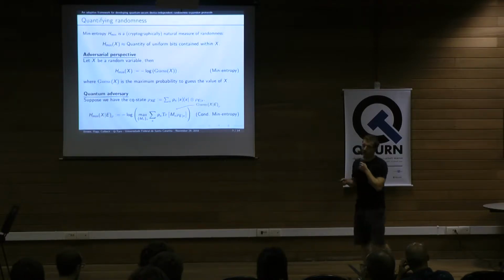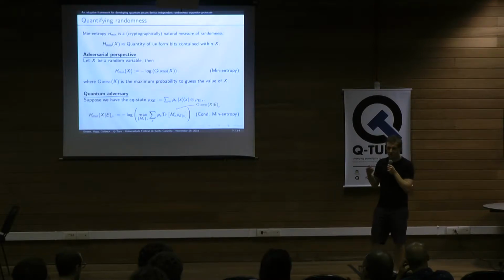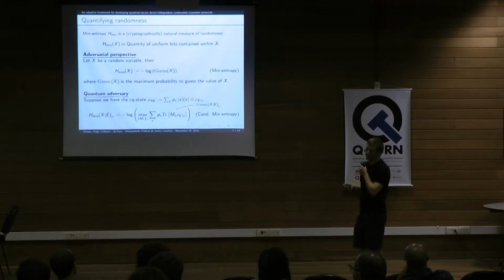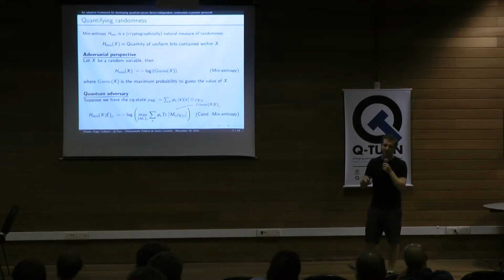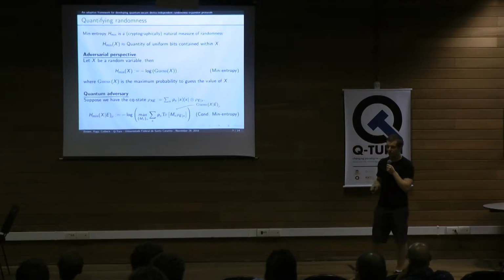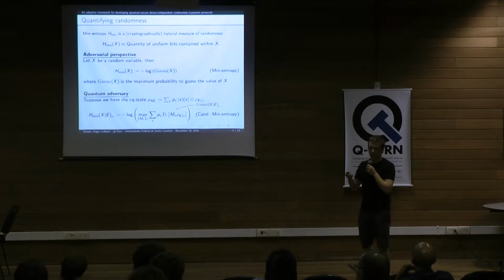So now we have a slightly more sophisticated method of guessing the outcome. We can perform a measurement on this second system, and then corresponding to the outcome of that measurement, we're going to guess the outcome of the random variable x. And now maximizing over all possible measurements, we get the maximum probability of guessing correctly.